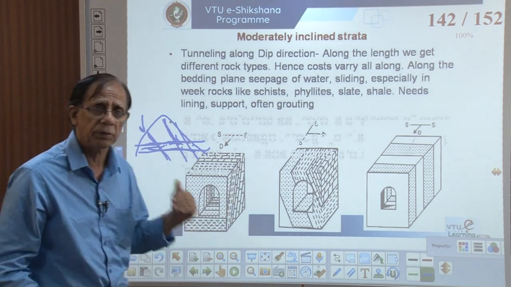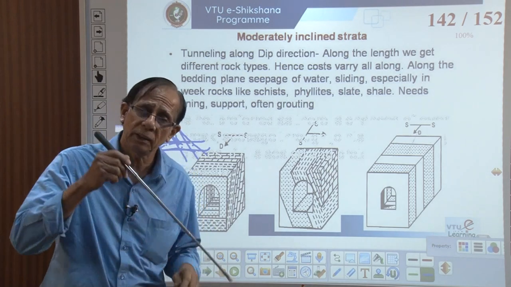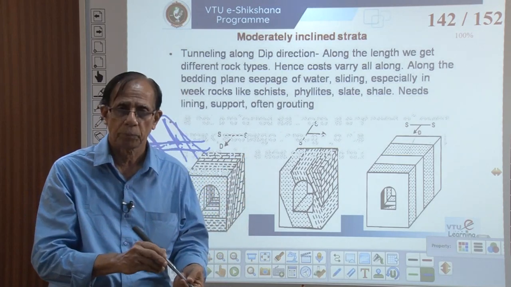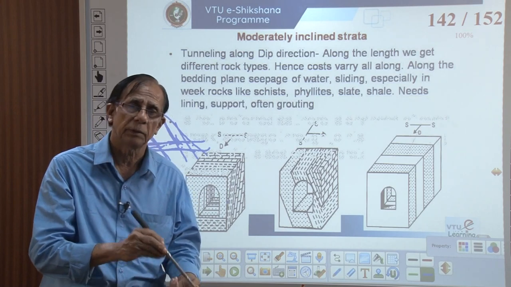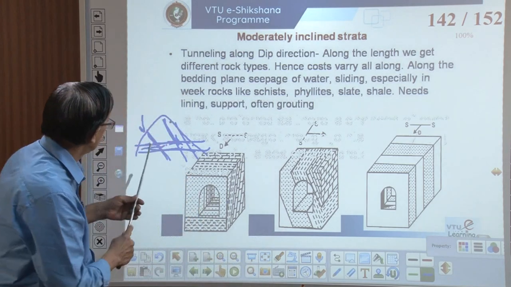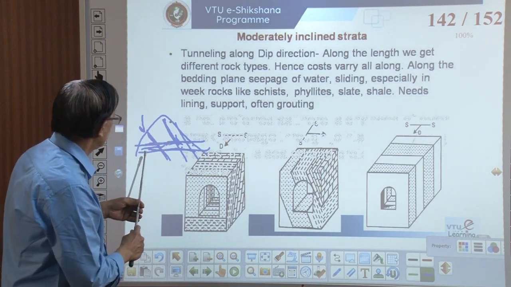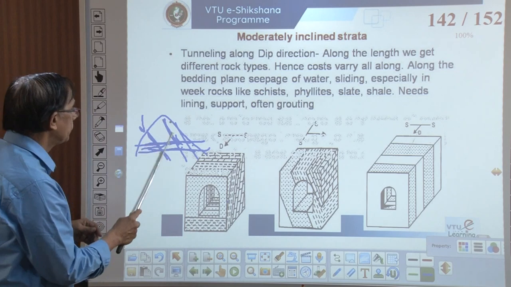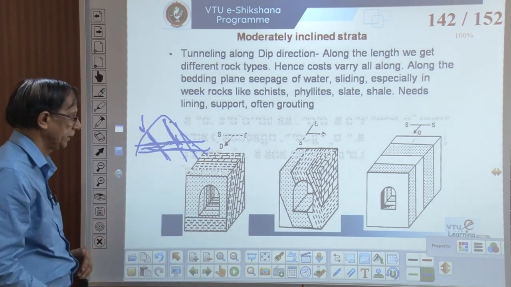In case of inclined sedimentary rock, especially gentle, there is slip, leakage and seepage of water, and I have to handle that water. Support is required. The cost of the tunnel varies with length. These are some of the problems if rocks are inclined.